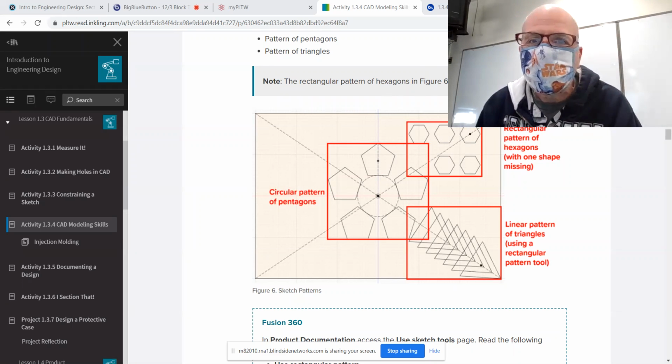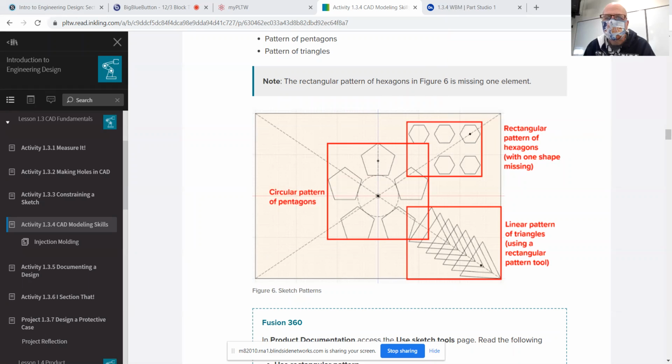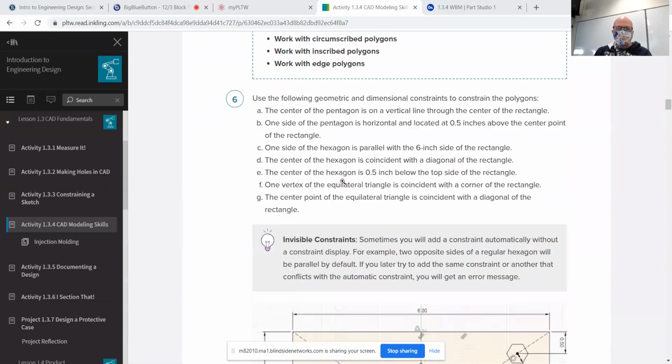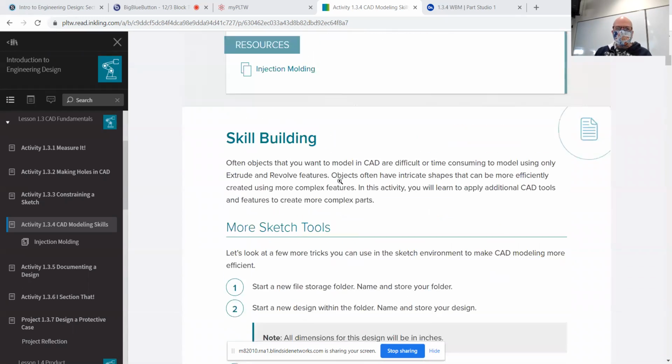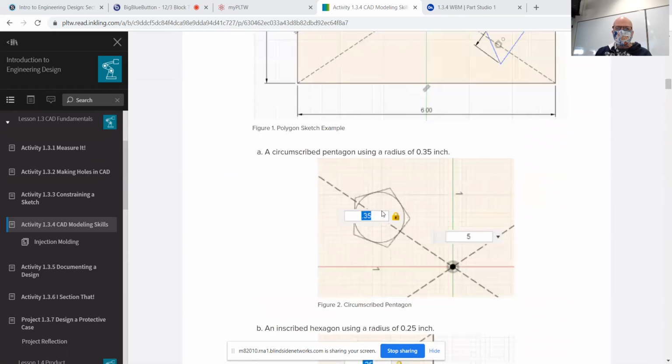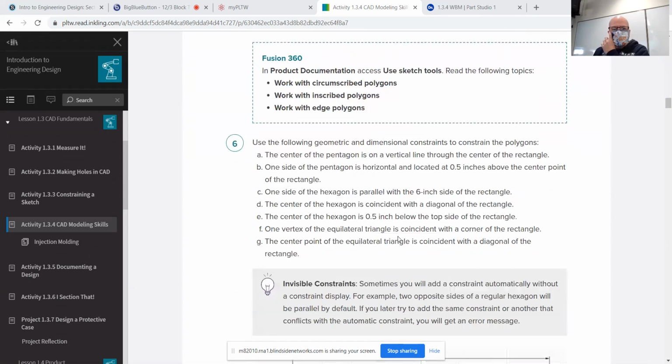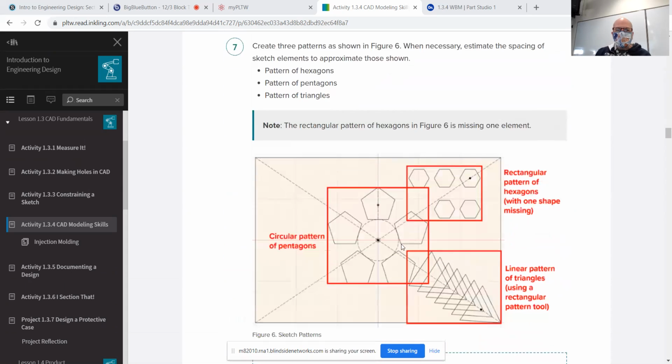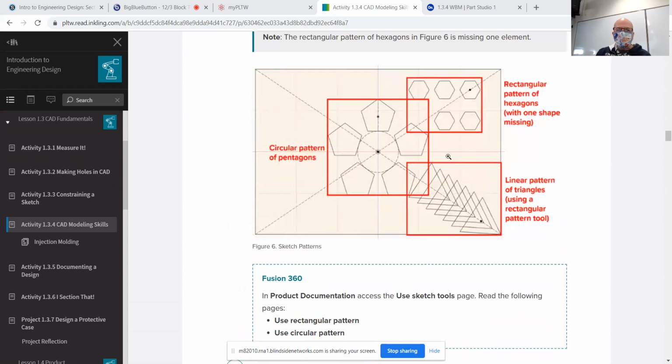And so what I've accomplished so far, let me minimize myself. What I've accomplished so far is not much. I made a rectangle like that, and I put some shapes on it, and I made them certain sizes and constrained them in certain positions. And then finally, I got to this point, and I had to do these patterns.